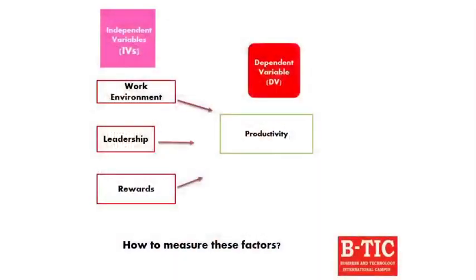Right, now it's time for homework. In this conceptual framework, productivity is the DV of a company. They are very underproductive. And you have found out the independent variables to be work environment, leadership, and the rewards. Now, how can you measure productivity? What are the indicators? How can you measure work environment, leadership, and the rewards? Have an idea, develop your indicators, and show it to me in the next lecture.